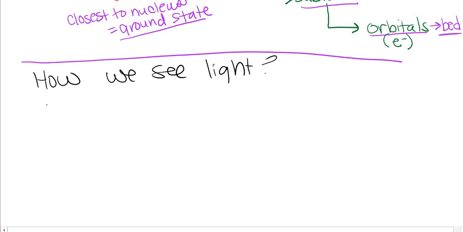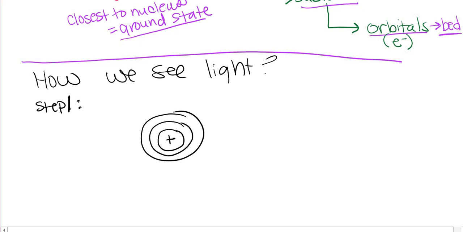So the first step, we're going to call this step 1. This step requires some sort of outside energy. So this is our step 1. I'm just going to draw a rough sketch of 3 energy levels.